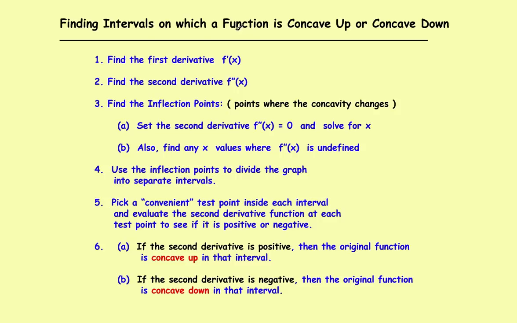Now the idea was this, to find intervals where the function is concave up or concave down, you needed the second derivative and inflection points, because at an inflection point, the graph could change from concave up to concave down. So the idea is find the second derivative, set it equal to 0, solve for x, that gave you the inflection points, divide the graph up into intervals, pick a convenient test point inside each interval and test the second derivative. If the second derivative was positive, it's concave up in that interval. If the second derivative is negative, it's concave down in that interval.